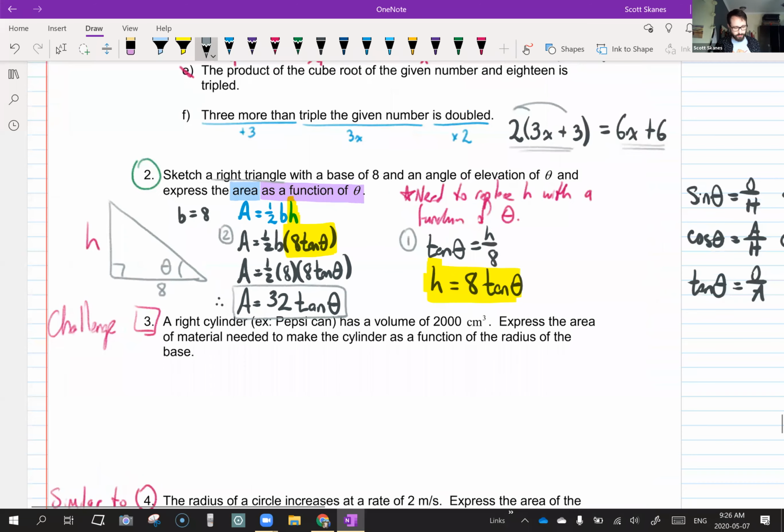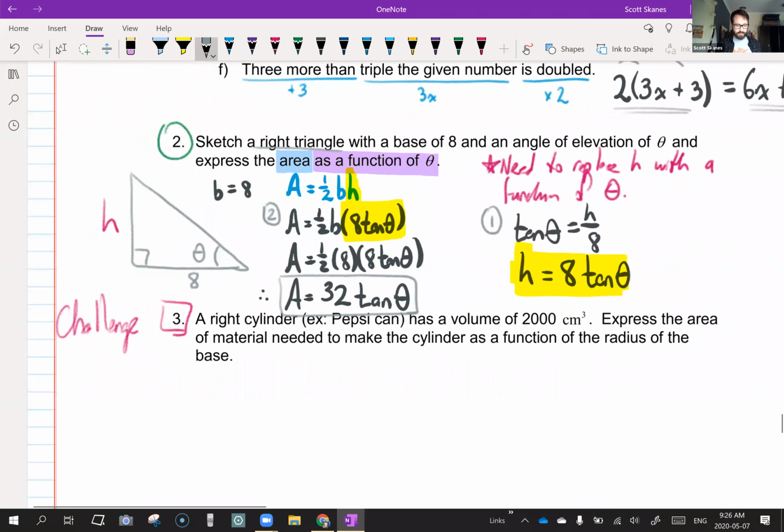So let me go back through the question here. It says sketch a right triangle. Done. Base of 8, I wrote down that B is 8, always. Angle of elevation, I put that on my sketch. I need to express the area as a function of theta. That's the most important part. I know I need area as theta.